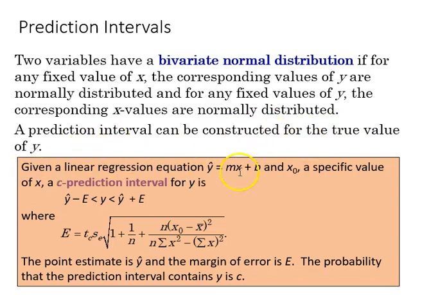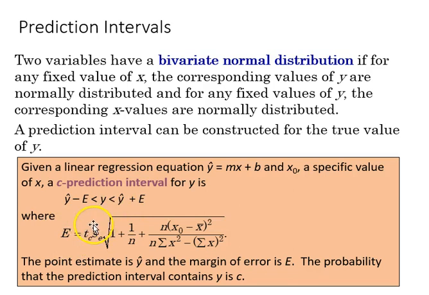So given a regression equation that we've looked at before, and a specific value of x, a c prediction interval for y is here. This is our margin of error expressed mathematically: the predicted value of y minus error is less than y, which is less than the predicted value of y plus error. So how do we get E?